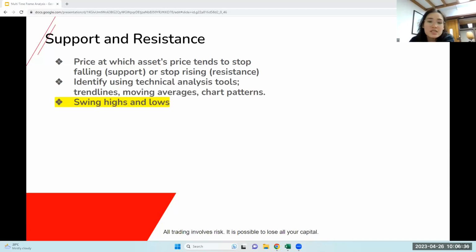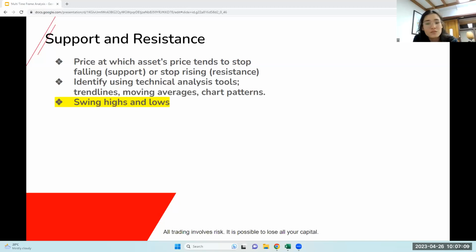So support and resistance levels in trading, as you should know now, refer to prices at which an asset's price tends to stop falling, which would be your support, or stop rising, which would then be your resistance. So to identify these levels, you can use technical analysis tools such as trend lines, moving averages, or chart patterns. Additionally, you can also look at previous highs and lows of the asset, as well as the volume data to identify potential levels of support and resistance.